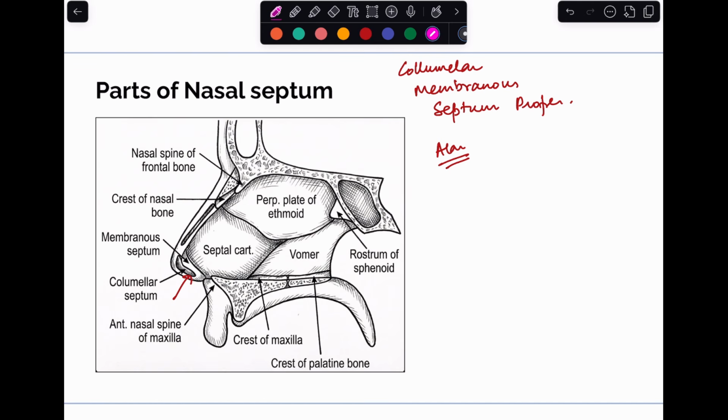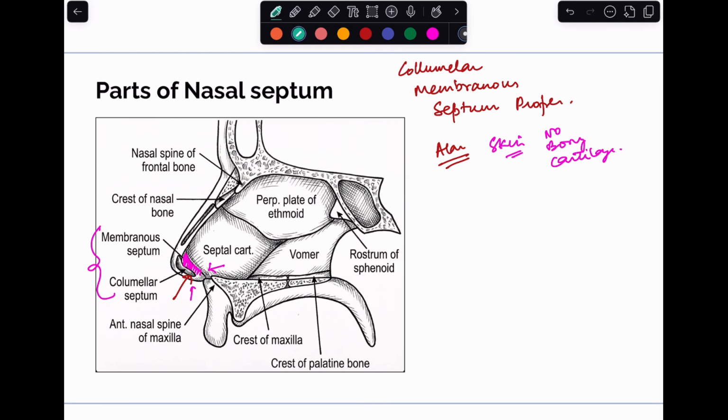Next, we have the membranous septum. In the image over here, this is the membranous septum. This membranous septum consists of a double layer of skin with no bony or cartilaginous support. So this is only a double layer of skin, and it lies between the columella and the caudal border of the septal cartilage. These two portions, the membranous septum and the columellar septum, are freely movable from side to side.